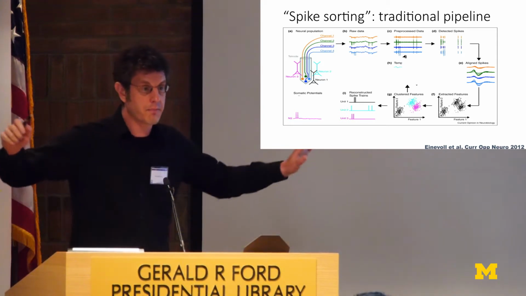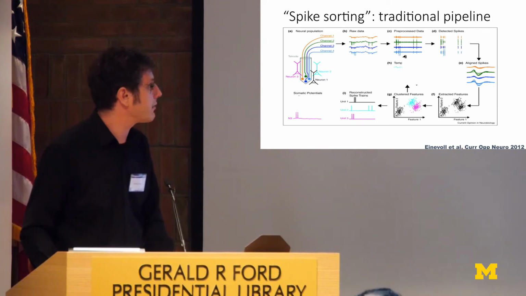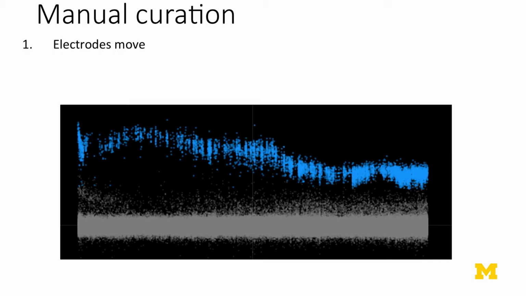And this has worked pretty well for about 10 or 20 years. This is what everyone's done, some variant of it. But there's an important thing to add, which is that you can't trust the algorithm to run perfectly. There still has to be a step of manual curation. And there are essentially 2 reasons for this.